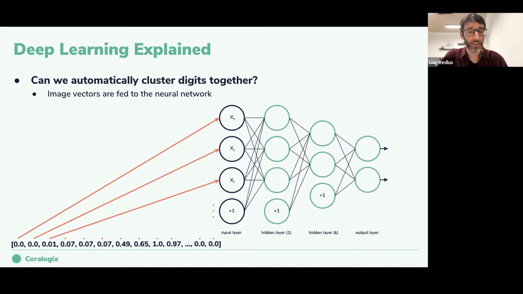Now, once we have all these inputs, they are multiplied by the weights. Each two neurons that are connected have a weight between them, and we multiply the value by the weight, and then we have values showing up on the hidden layer itself. And we do this for every layer in the neural network chain that we're seeing here.